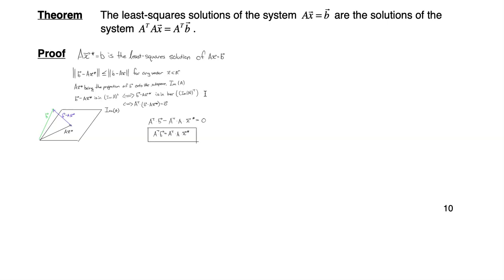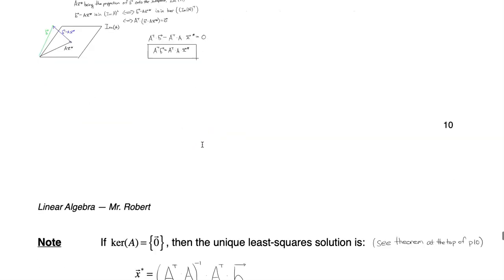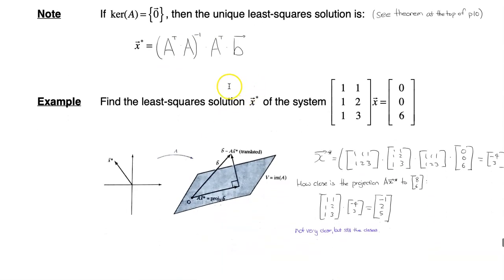All that means is that if we do A transpose times B minus AX star, we will get 0, because B minus AX star is in the kernel. So by distributing, we get A transpose times B minus A transpose A times X star equals 0. If we move one of these parts to the right, we reach the equation here. We are very close to solving for X star, but there is a requirement. If you want to get X star, you need the kernel of A to be 0.